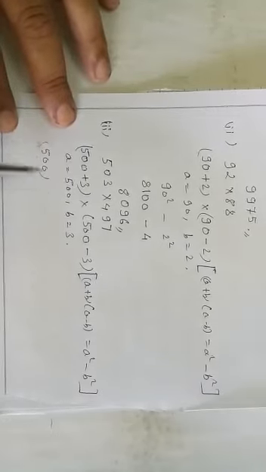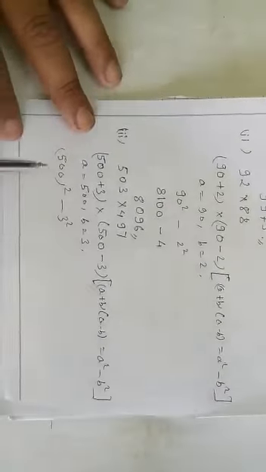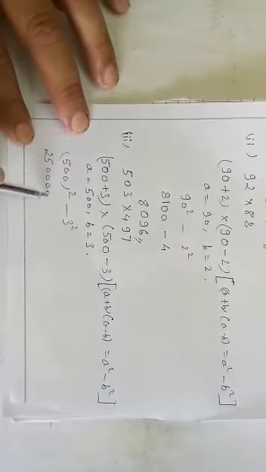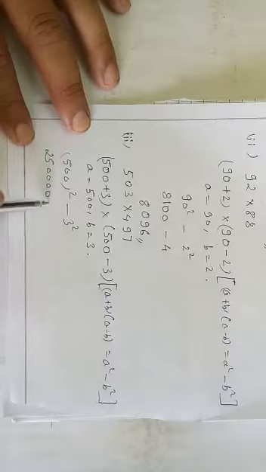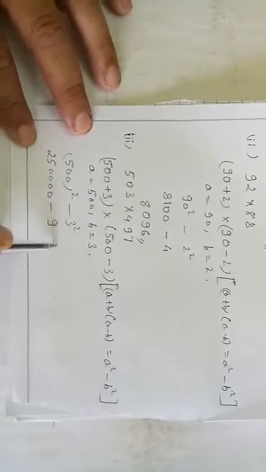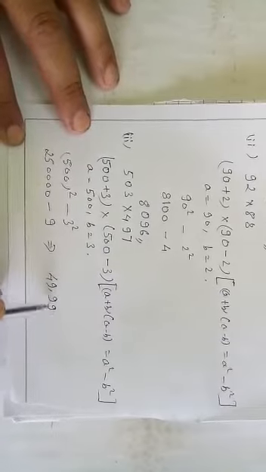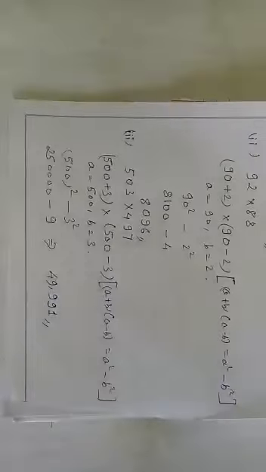That means 500 square minus 3 square. The square of 500 means 5 into 5, 25, and 4 times 0. Minus square of 3 is 3 into 3, that is 9. You subtract it, you will get 249,991. Is it clear?